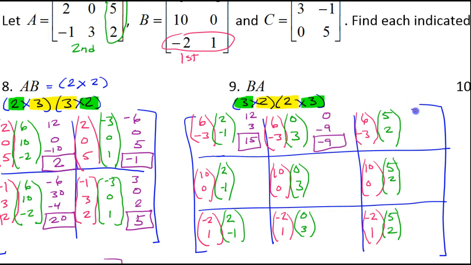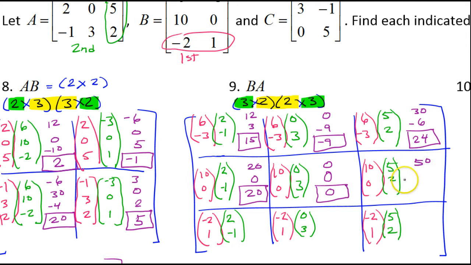Multiplying here, I get 30 and -6. Add them up, that's 24. Multiplying here, I get 20 and 0. Add them up, that's 20. Multiplying here, I get 0 and 0. Add them up, and that's 0. Multiplying here, I get 50 and 0. Add them up, that's 50.